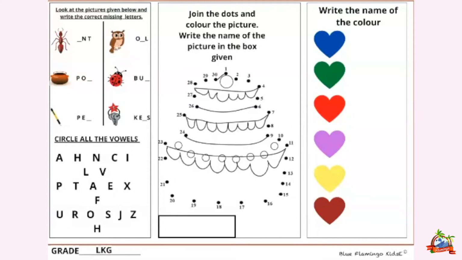1, 2, 3, 4, 5, 6. ओके, लाइक दिस नंबर वाइज हम डॉट्स को ज्वाइन करेंगे. And after that what picture we will get? Picture of a cake. C-A-K-E, cake. So what we will do? We will write the spelling of cake. C-A-K-E, cake. And how we will join the dots? Number wise. 1 to 30.